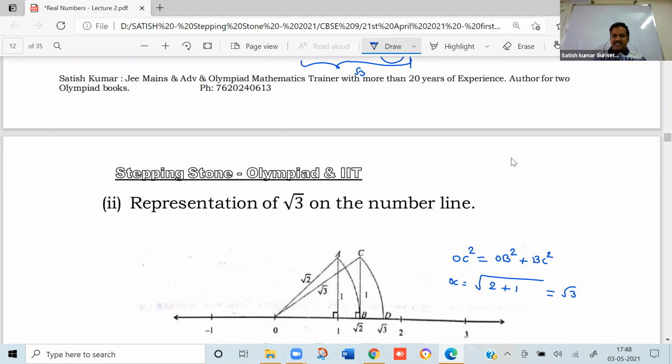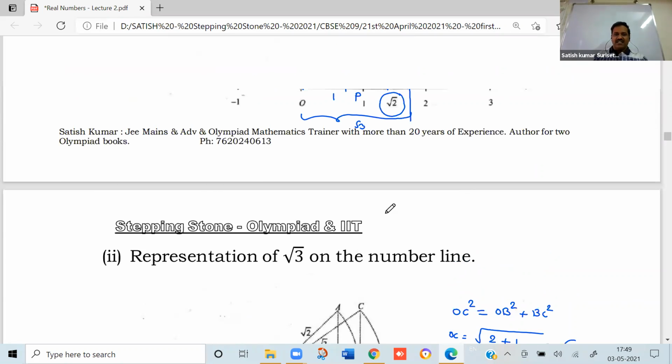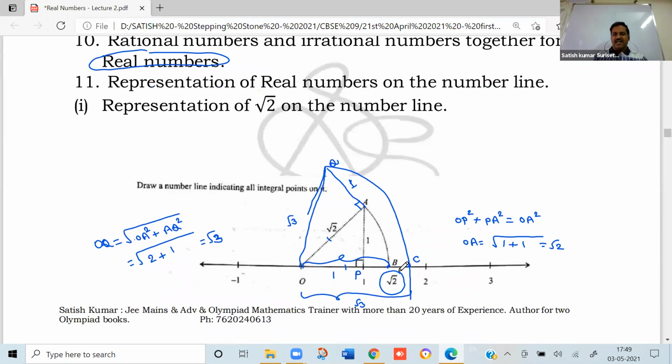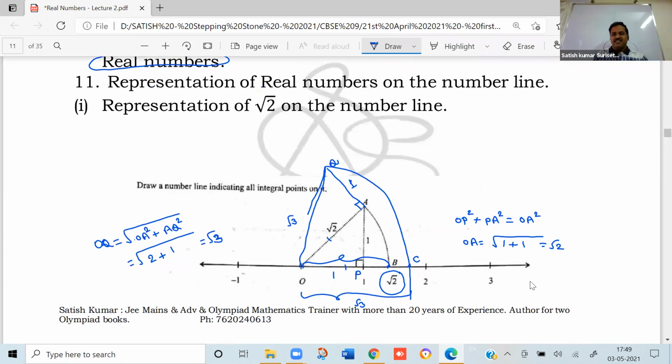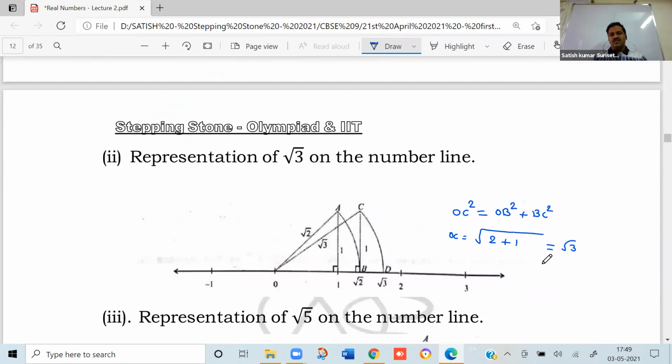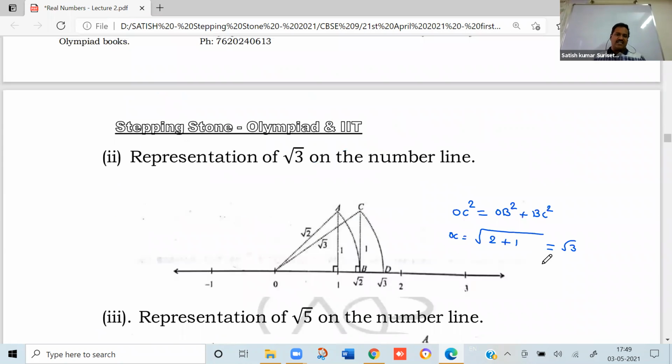Now with O as center and OC as a radius, you draw an arc. It intersects the number line at D. So the length of OD will be the same as the length of OC, because both are radii. So D corresponds to a point on the number line. Have you understood both the methods? Either you can construct on this right angle triangle and go on, or else you draw a perpendicular here and do it. Like this, you can represent root 3, root 4, root 5, root 6, root 7, and so on. All numbers you can represent.